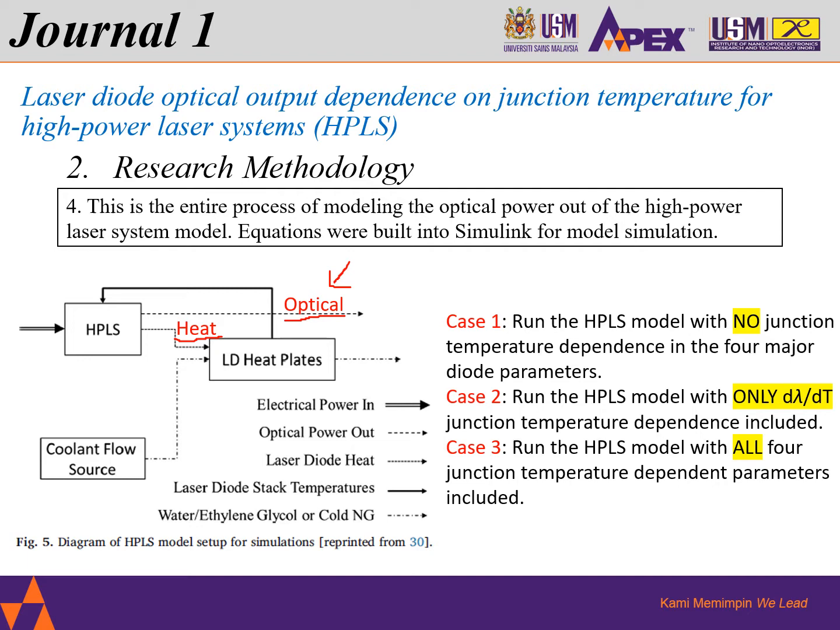We'll run the simulation in three cases. The first case is to run the HPLS model without the four major diode parameters, the previous four parameters that I mentioned: threshold current, slope efficiency, center wavelength, and spectral width. The second case is to run the HPLS model including only the center wavelength. And the third case is to run with all four junction temperature dependent parameters included. This is to make a reference output from case 1, check only the wavelength parameter output, and compare with all four, just to differentiate the output from each metric.